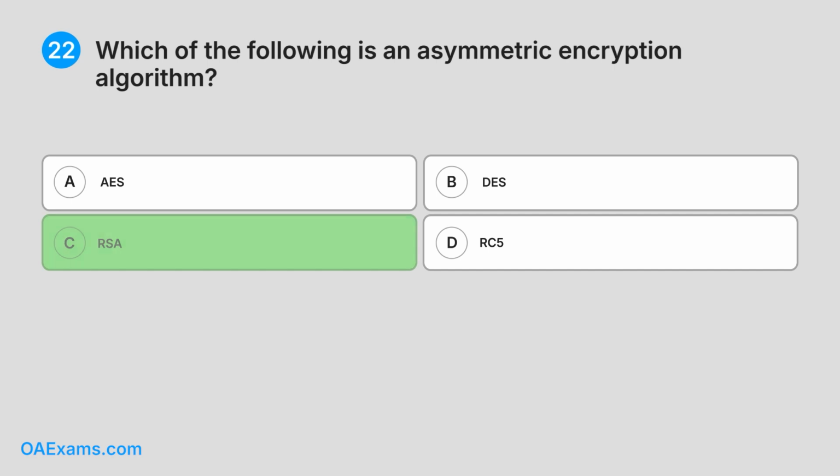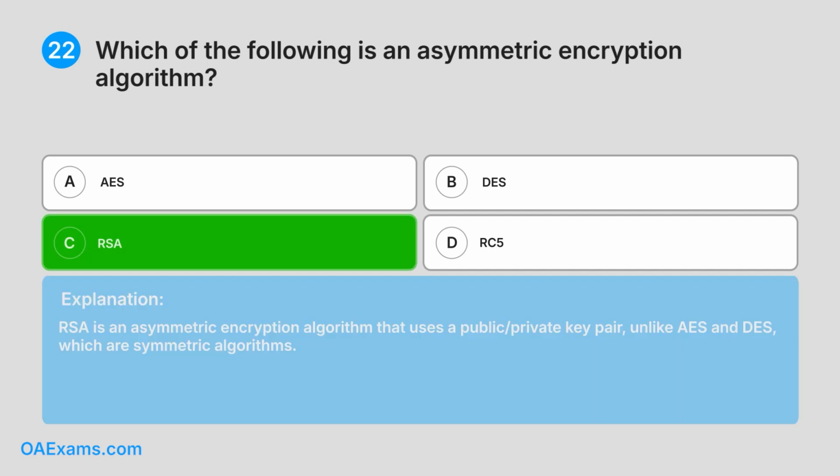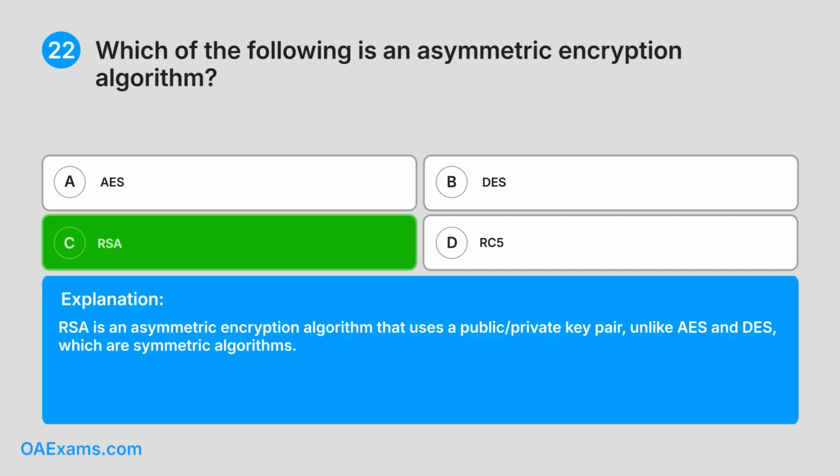Correct answer: C. RSA. Explanation: RSA is an asymmetric encryption algorithm that uses a public-private key pair, unlike AES and DES, which are symmetric algorithms.